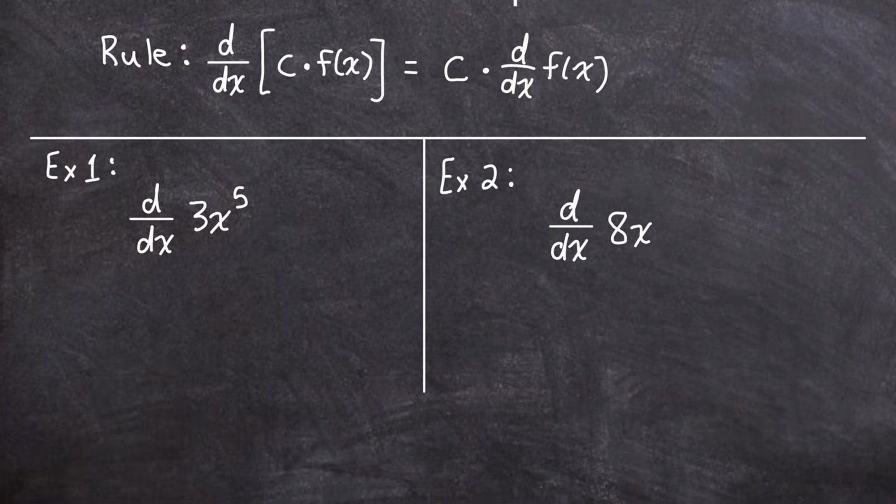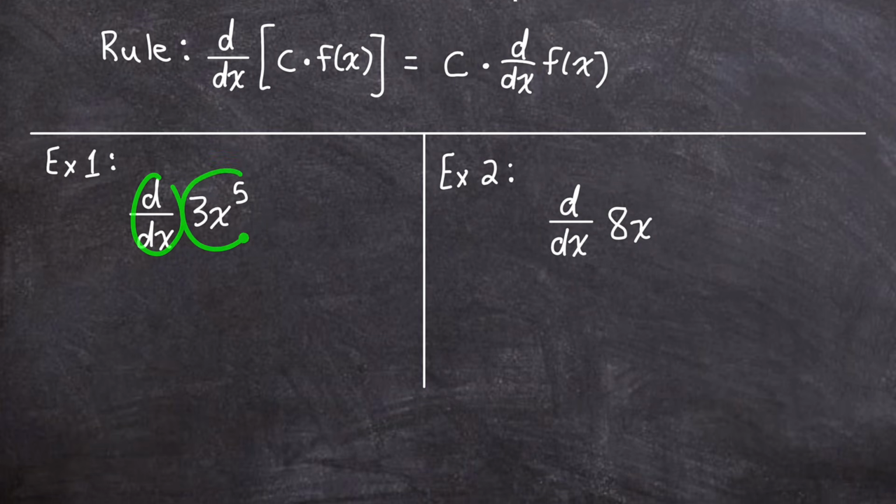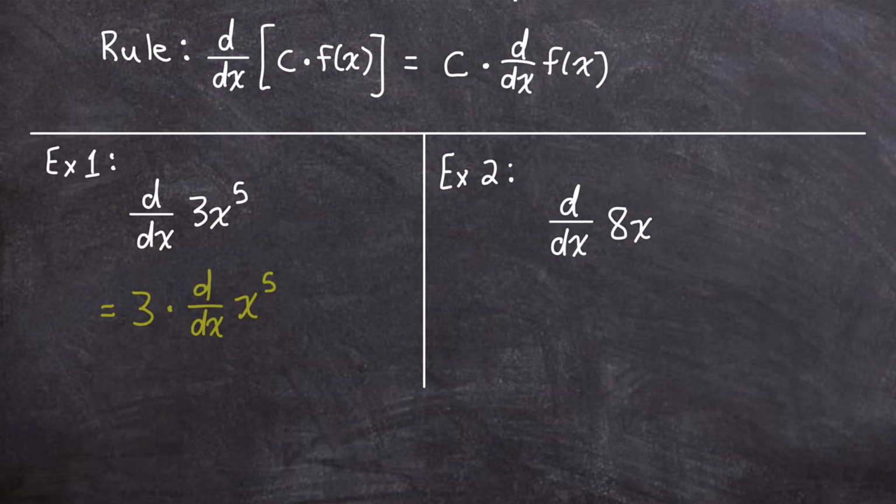Looking at our first example, I'm finding the derivative of this function. That function is made up of a constant factor, 3, multiplied by a function of x, x to the power of 5. So what you're allowed to do using the constant multiple rule is take that constant factor of 3 and put it in front of the derivative calculation. And then you know how to find the derivative of x to the 5 just by using the power rule. The derivative of x to the power of 5 is just 5x to the 4.